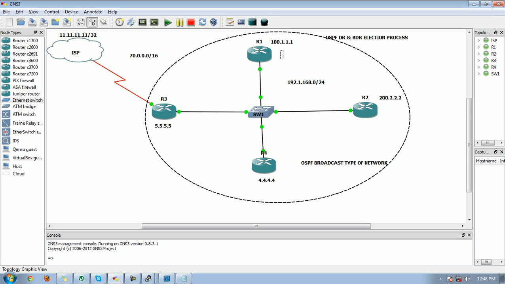Okay, so what I'll do, I'll make 10.0.0.1 the router ID here. This will be 9.0.0.1. This will be 8.0.0.1. Seven dot 0.0.1. These are my router IDs. Clear? Any doubt? Shall we do that?